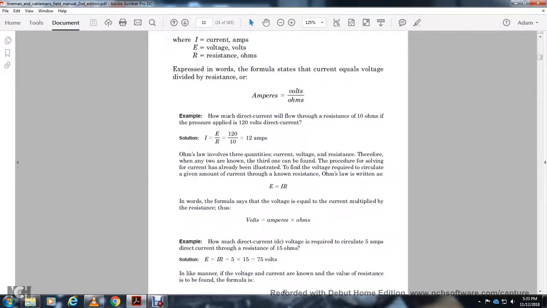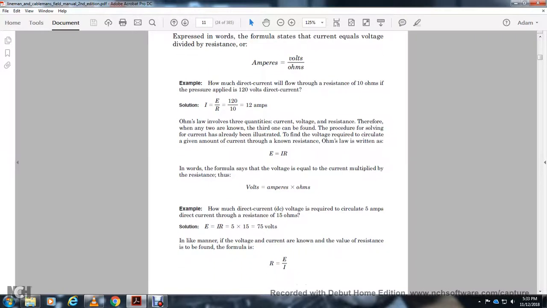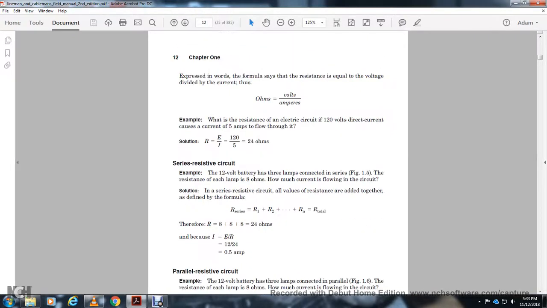In like manner, when the voltage and current are known, the value of the resistance can be found with the formula: ohms is equal to the volts over the amps. In words, the resistance is equal to the voltage divided by the current. What is the resistance of an electrical circuit with 120 volts of direct current and 5 amps? You'd have 24 ohms.